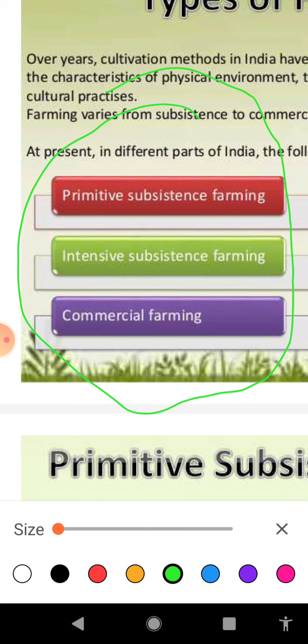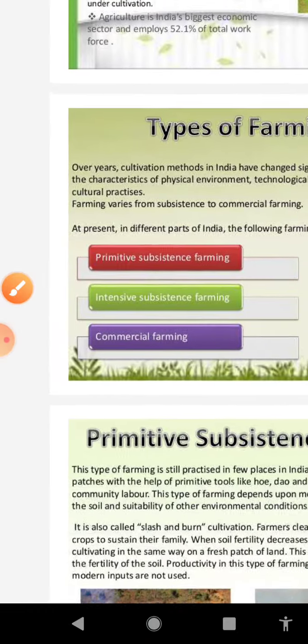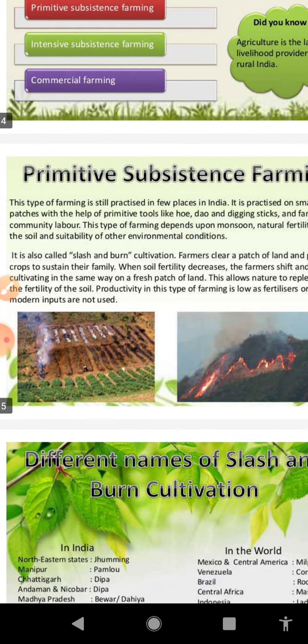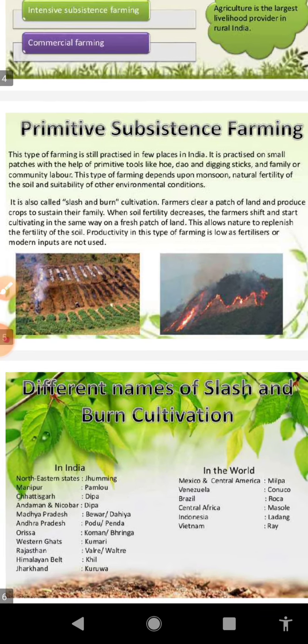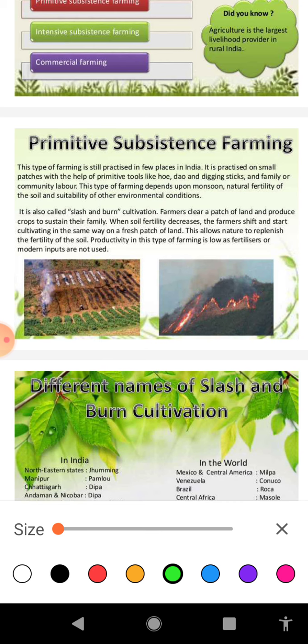At present, in different parts of India, the following farming systems are practiced: primitive subsistence farming, intensive subsistence farming, and commercial farming. Now, let us discuss the different farmings one by one. First, we will discuss primitive subsistence farming. From the name itself we can very easily understand: primitive means very old, the type of farming which has been practiced by the farmers since very ancient time.